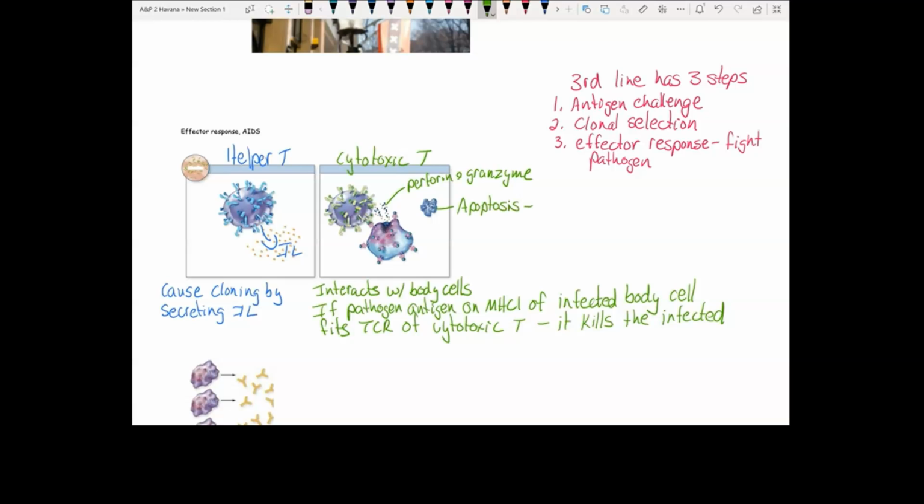The cell shrivels up and traps the infection inside. This way you stop the spread of the infection. So you get rid of an infected cell and you stop the infection from spreading.